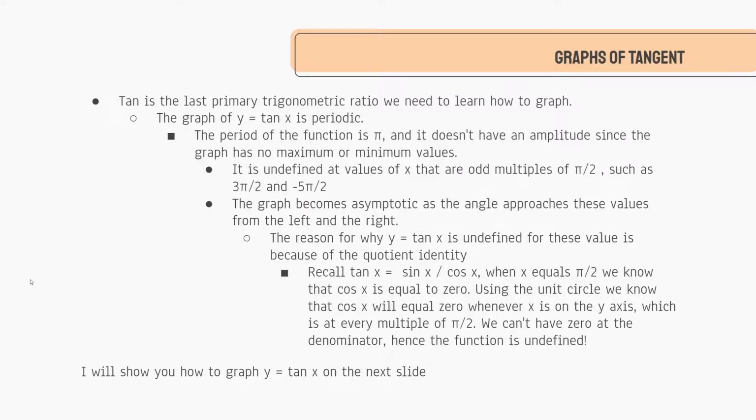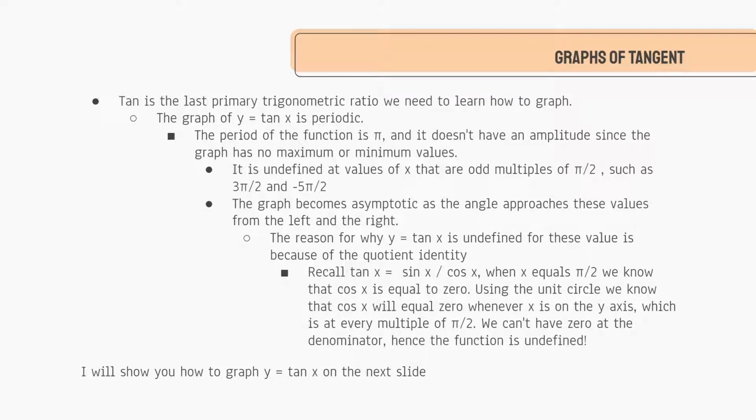With that being done, let's now discuss the graph of a tangent function. Tan is the last primary trigonometric ratio we need to learn how to graph. Again, the graph of y equals tan of x is periodic. However, tan of x is a little bit more special and unique when it comes to its shape and properties. So first of all, the period of the function is pi and not 2 pi like for sine and cosine. It also doesn't have an amplitude because the graph has no maximum or minimum values. So it approaches positive and negative infinity.